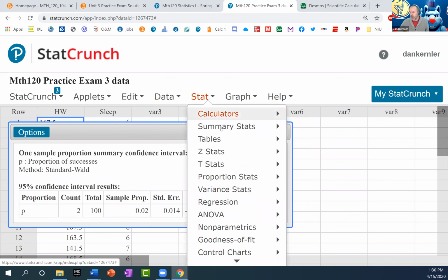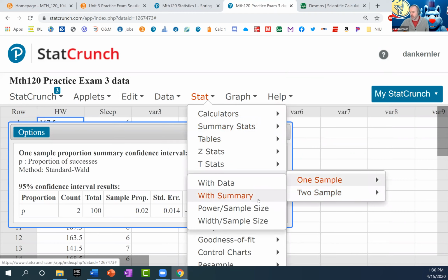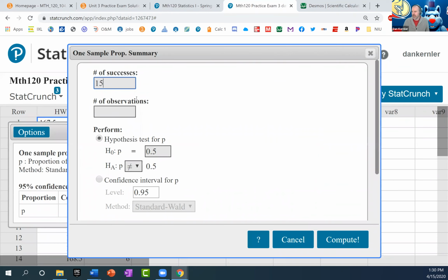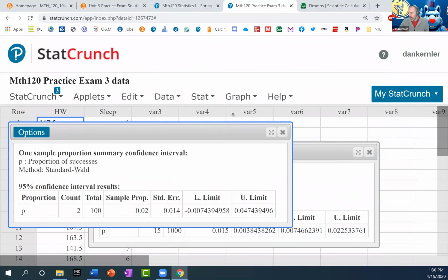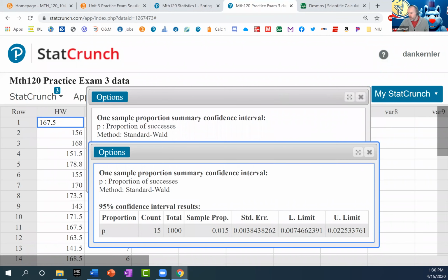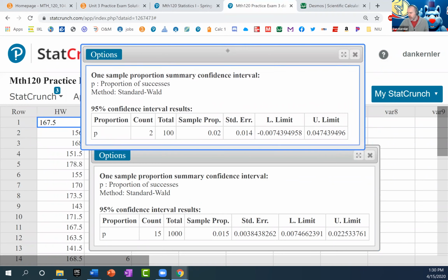All right, let's do Stat, Proportion Stats, One Sample with Summary. And let's do 15. It's so weird calling it a success, right? It's a probability experiment, and you're finding the proportion who die. So in this case, the success is a death, but it's just a probability term. When we do that interval, check this out, you see how much narrower that is? It's 0 to 4.7% or 0.7% to 2.2%. So much narrower.